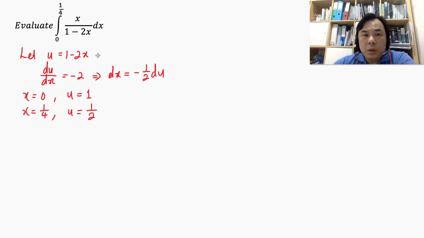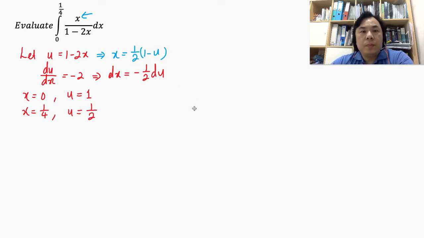Now once you are ready with this, there's one more section that we need, because we need to represent the x in this case. So therefore, the x can be written as half of 1 minus u. Let me check whether that is correct. So once we have this substitution, we have the transformation with regard to the differentiation, and we have the transformation with regard to the upper bound and lower bound. Then we are ready to perform the integration.